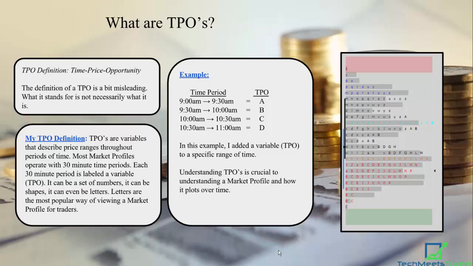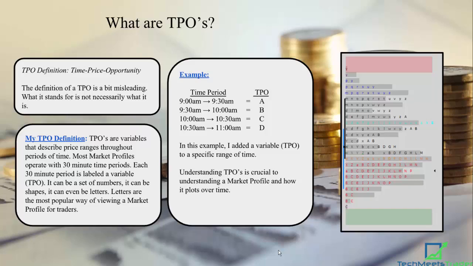It can be a set of numbers, it can be shapes, it could even be letters. Letters are the most popular way of viewing a market profile. For example, if I'm using a time period of 9 a.m. to 9:30, which is a 30-minute period, I'm going to assign that time period a letter, or a TPO. So from 9 a.m. to 9:30, we're going to say that's letter A.